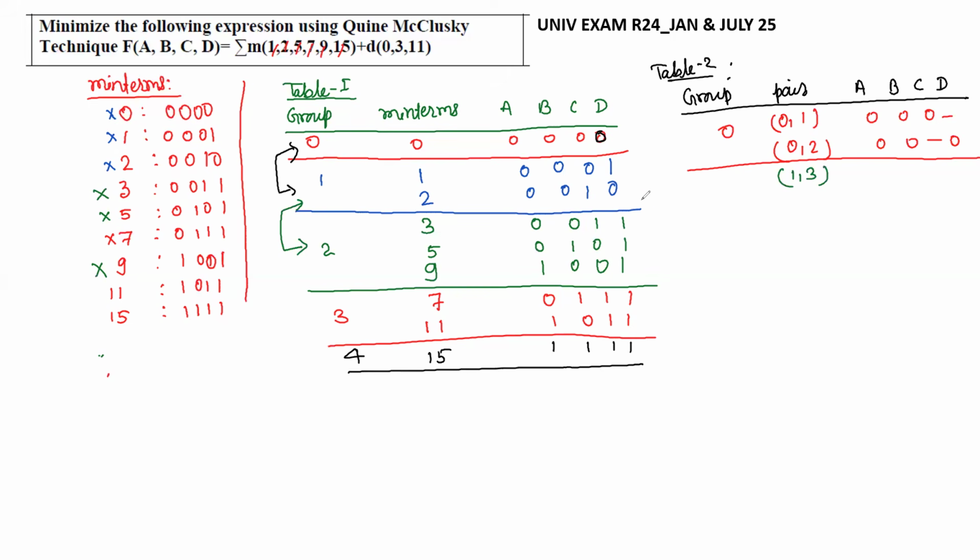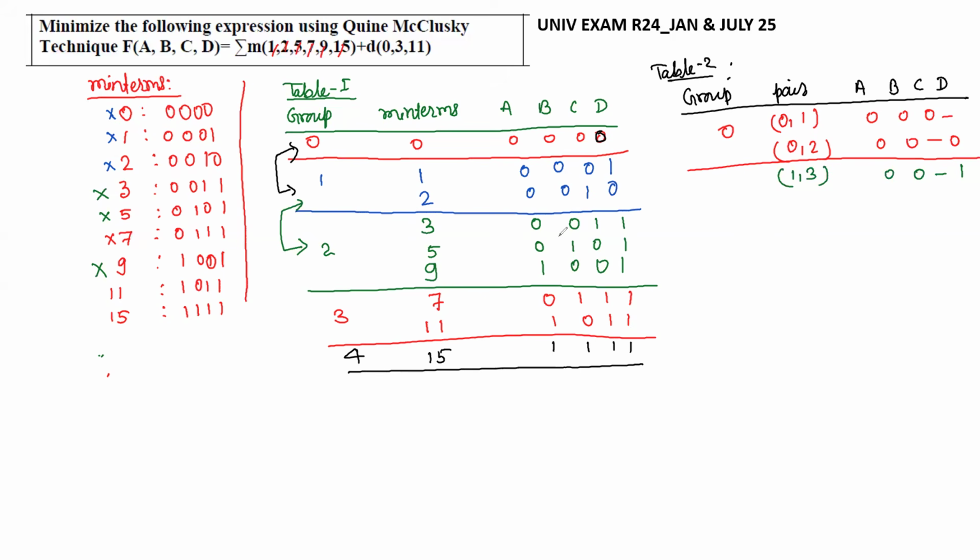So 1, 3, which one is changing? C is changing. So we have 0, 0, dash 1. Next, what do we have? Again, if you see that 1, 5 is also possible. Yes or no? So 1, 5 also, if it is possible, we need to write.